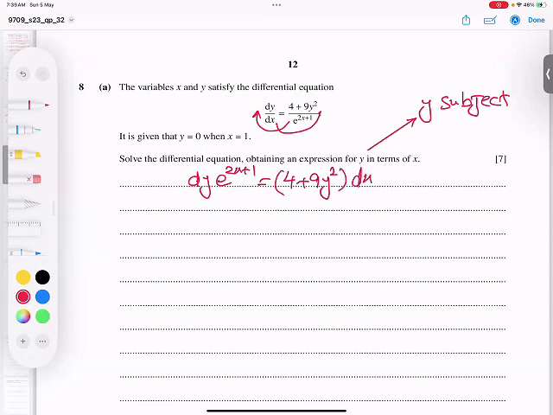But our target is y, so how many y here and y here? So now the first step is bringing on one side. So I bring it here. So this is one step. Now this will go down. This whole process is called separation of variables.